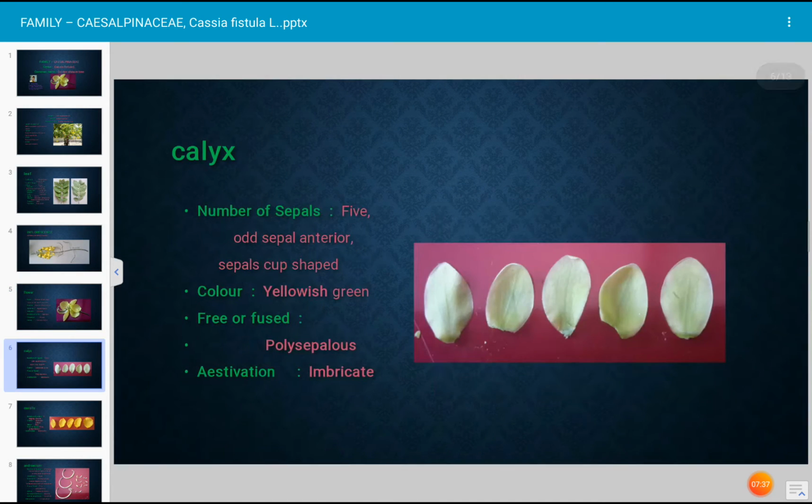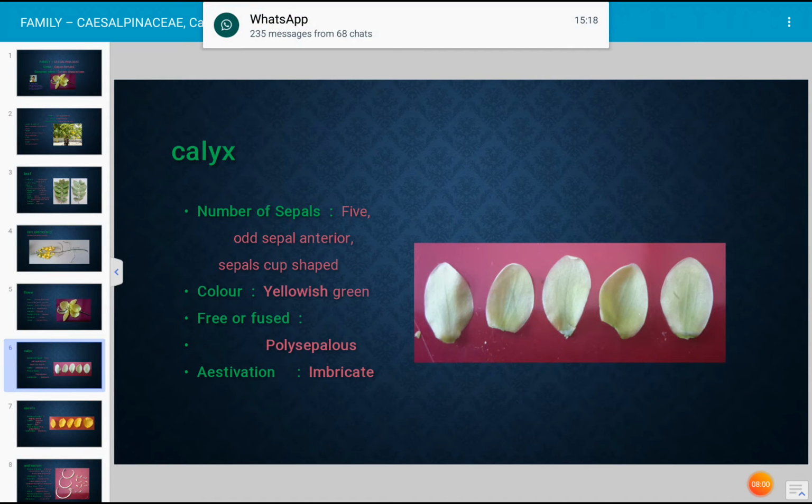Next. This is the calyx of Cassia fistula, family Caesalpiniaceae. The calyx consists of sepals. There are 5 sepals in the flower. All the sepals are free, hence the polysepalous condition is there. And the arrangement of the sepals in the flower, that is aestivation, is imbricate.